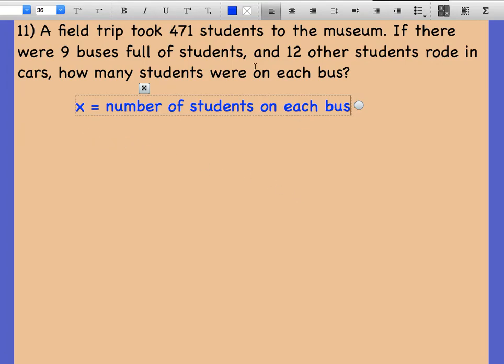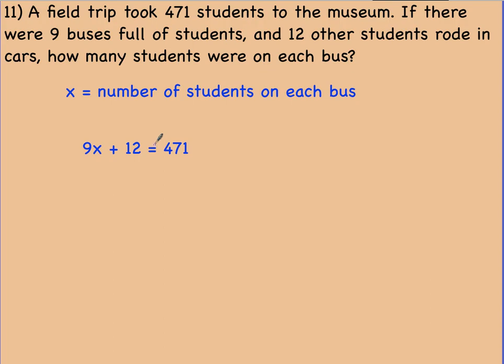So let's try to figure this out. It says there's 9 buses full of students. So 9 buses of students and 12 others rode in cars, but it's not 12 cars. Look at that carefully. It's 12 students rode in cars. So we don't know what each individual situation is. We just know that 12 of them, to get there safely, they rode in cars. And the total is 471 students.